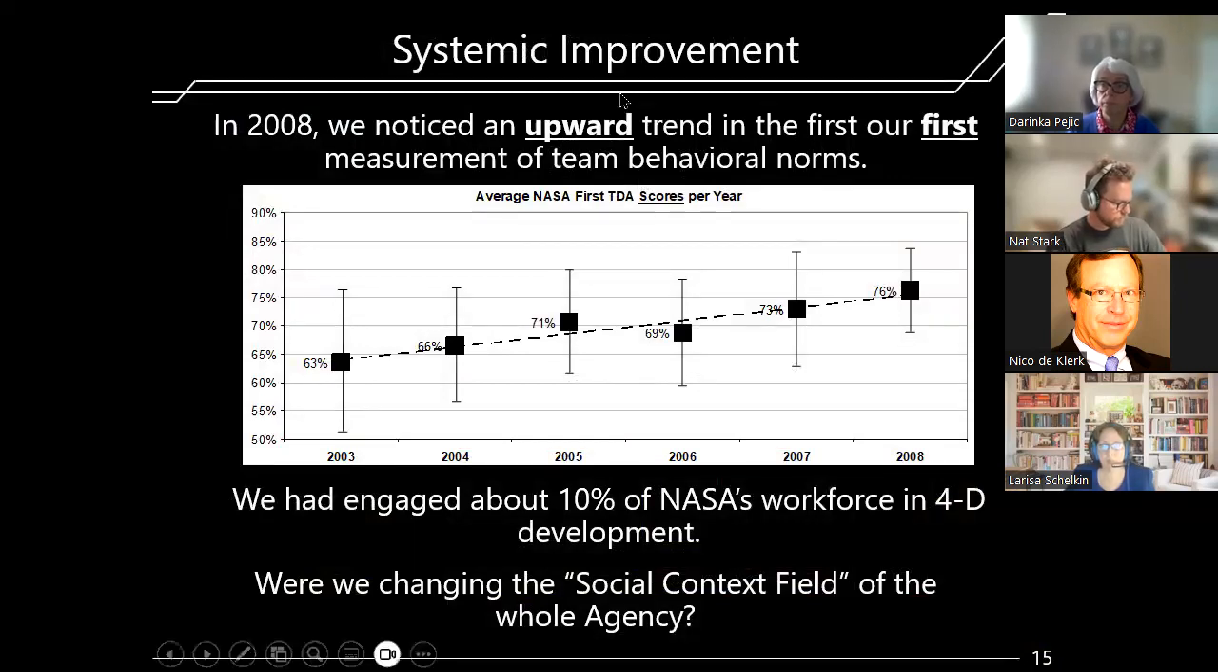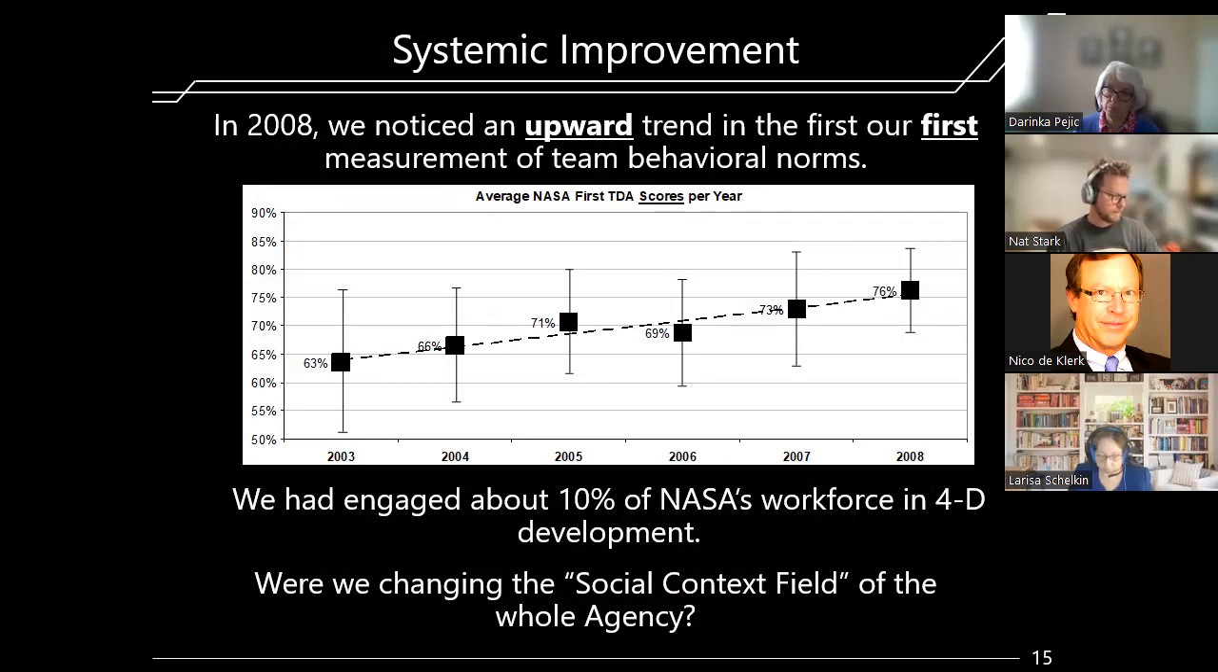One of my guys noticed that there was an upward trend in our first measurement. This was quite peculiar. He saw it there, and I calculated it, and I did what's called a student t-test. And yes, it's real. There's a 99.9% probability that there's actually an upward trend the first time we work with a team. So what's going on here? As you know, correlation is not causality, but I suspected we were doing this. We had worked with 10% of NASA's workforce. That's huge in a 20,000 person organization. 10% had been in 4D workshops.